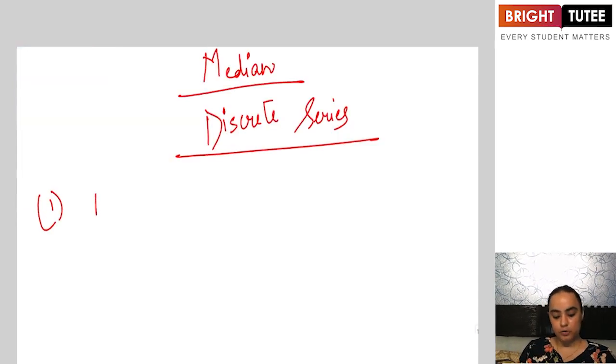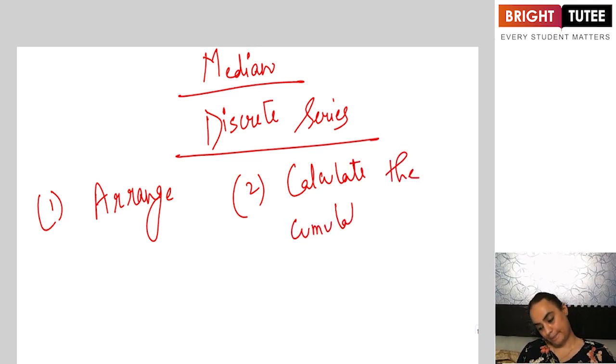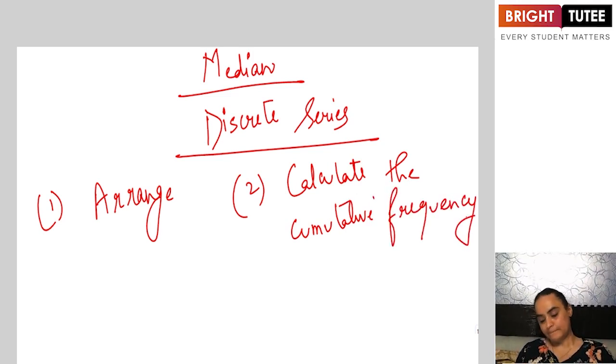The first thing that you do is you will have to arrange it, in case it isn't arranged. Second, we will calculate the cumulative frequency, also known as CF. Now, how do we calculate the cumulative frequency? Let us first discuss that. Let me take the example again, marks.